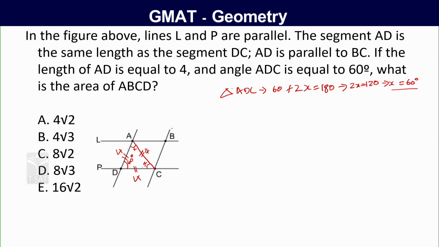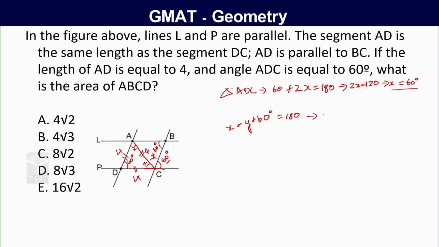Since the lines AD and BC are parallel, this will also be equal to 60 degrees and this will also be equal to 60 degrees. Since line P is parallel to L, these interior opposite angles will also be equal. So this will be 60 degrees as well. And since this is a straight line here, let's say this angle is y, x plus y plus 60 has to be equal to 180, since at C that is a straight line where the angle will be 180 degrees.